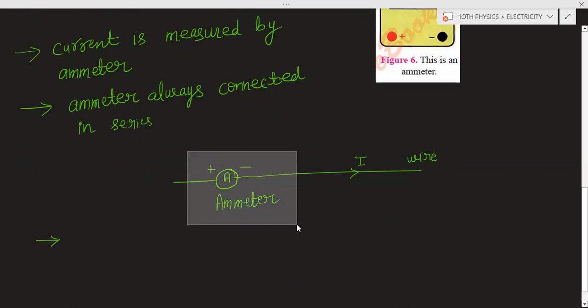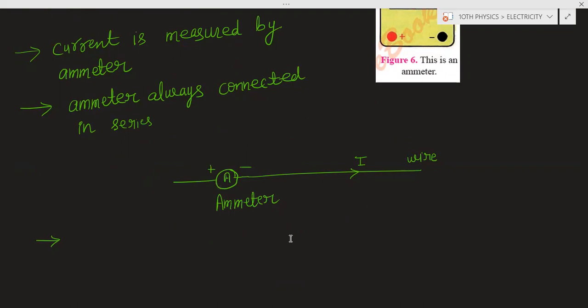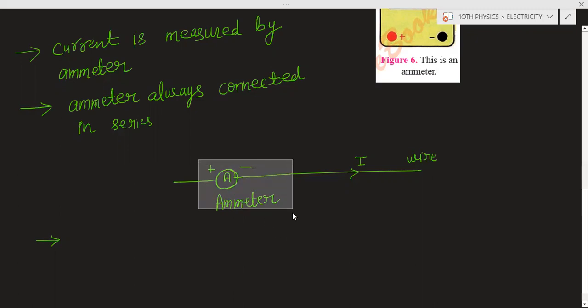Because if the ammeter has low resistance, then more current will flow in the ammeter. I will tell you further that resistance is inversely proportional to the current. It means the more the resistance in the wire, the less the current, or the more the resistance of any device, the less current will flow in that device. So if the ammeter has less resistance, then more current will flow in the ammeter.